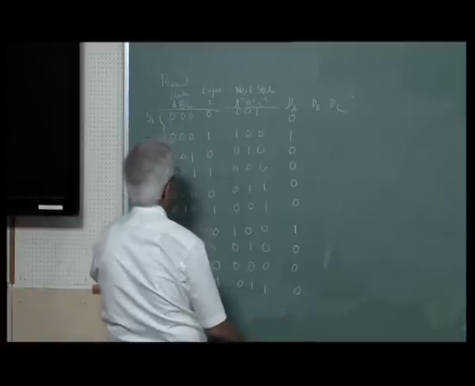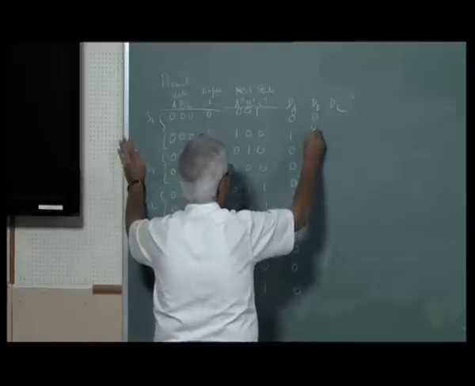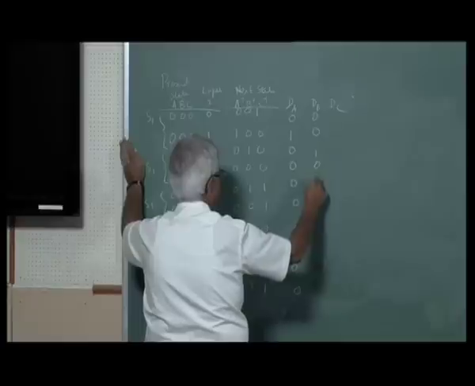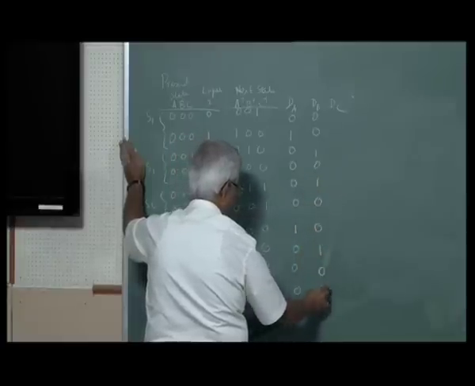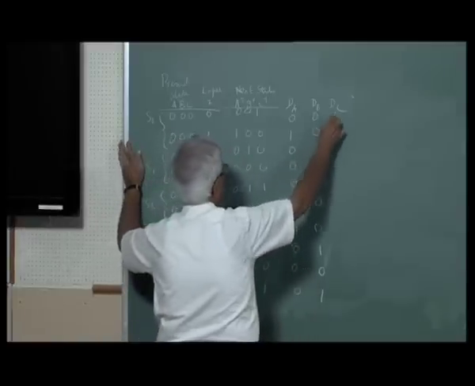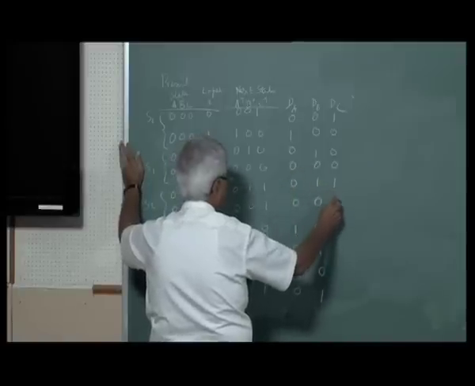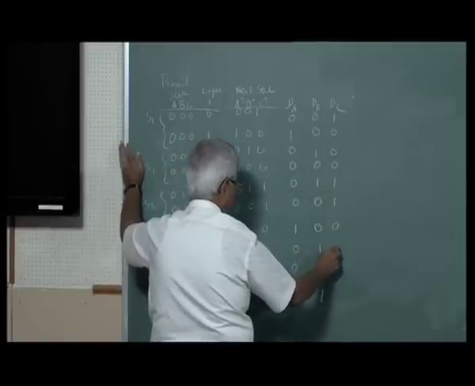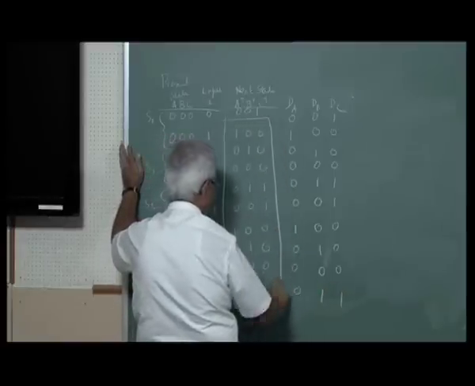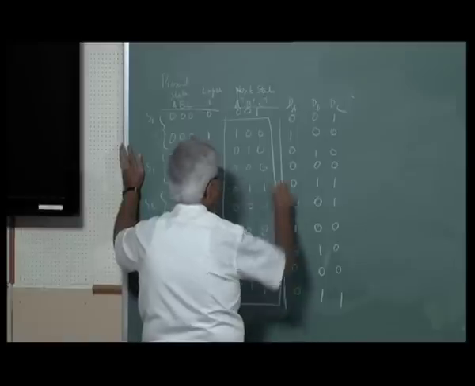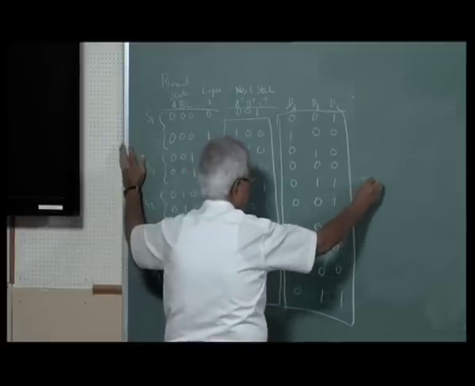This is DA. DB is same as B plus, the next state of B is DB, which is 0 0 1 0 1 0 0 1 0 1, and DC is 1 0 0 0 1 1 0 0 0 1. This is same as this. This is identical to this because we know that the characteristic equation of a D flip flop is D is Q.